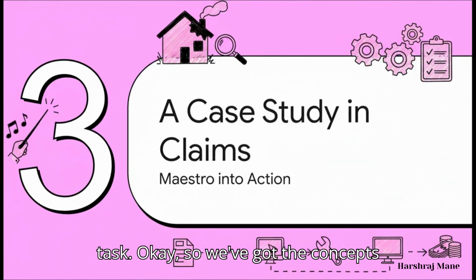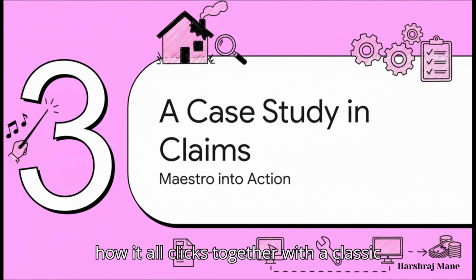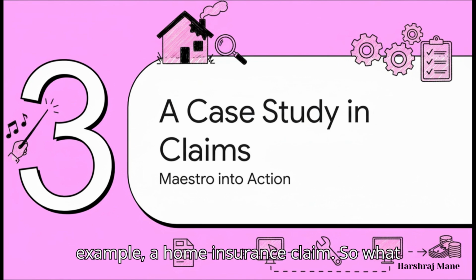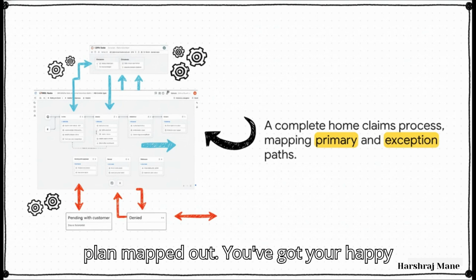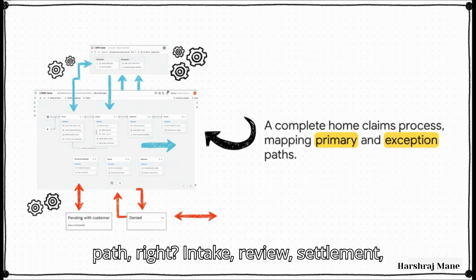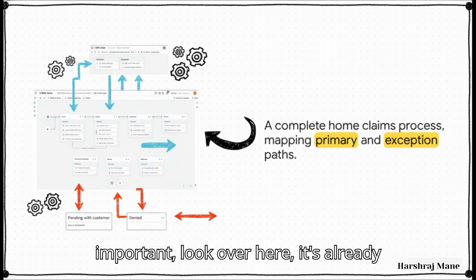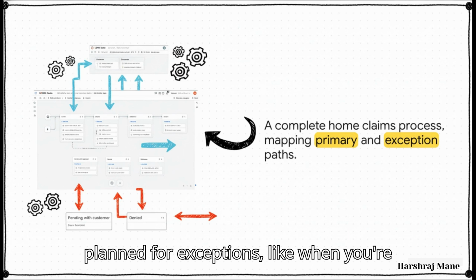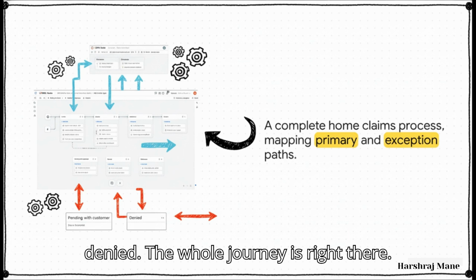Okay, so we've got the concepts down. Now let's make this real and see how it all clicks together with a classic example, a home insurance claim. What you're seeing here is the entire game plan mapped out. You've got your happy path, right? Intake, review, settlement, closure. Simple. But, and this is important, look over here, it's already planned for exceptions, like when you're waiting on the customer or if a claim is denied. The whole journey is right there.